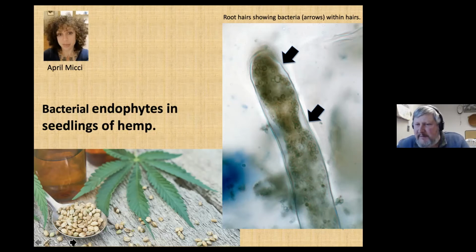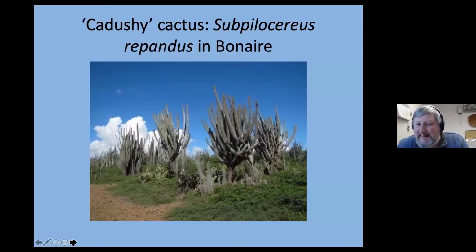All plants will have this. They'll have a community that actually goes inside the cells of the root. Here's another plant. This is a non-cultivated plant. This is a cactus called the Kadushi cactus on the desert island of Bonaire in the Dutch Antilles. And these things are huge, these cacti.